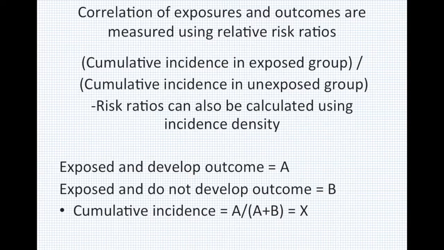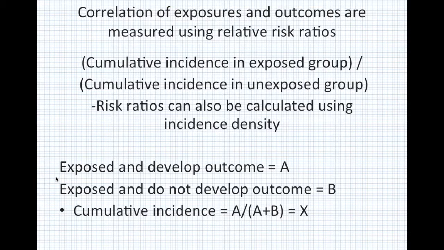The measure of association that we use in cohort studies is relative risk. So relative risk is the cumulative incidence in the exposed group divided by the cumulative incidence in the unexposed group. Risk ratios can also be calculated using incidence density, but in the following example, I'm going to use cumulative incidence. So we use risk ratios to determine what the correlation between exposure and outcome is.